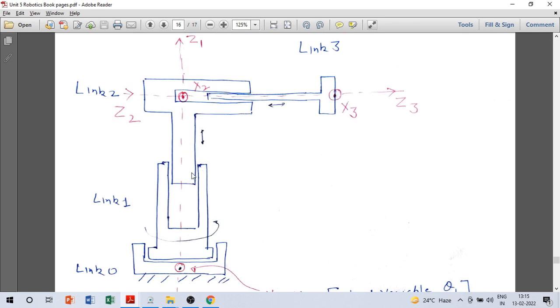Then there is a prismatic pair between these 2 links, and the direction of sliding is this. So that is the direction of z1, for this joint axis. So z0 and z1 are pointing in the same direction. There is another prismatic pair here, and the direction of sliding for this pair is along this, so we say z2 is along this. So we have z0, z1 and z2.